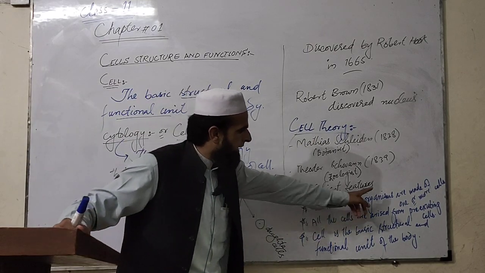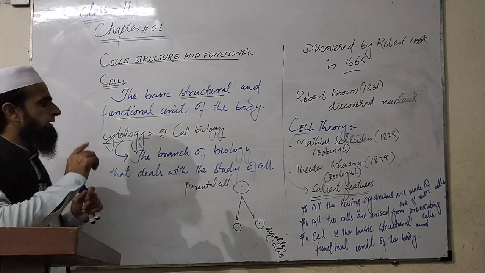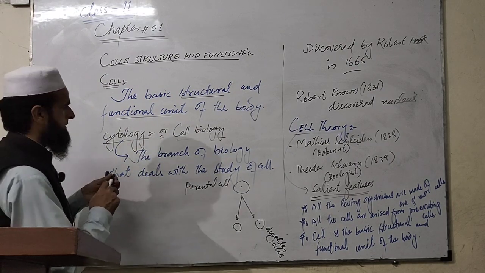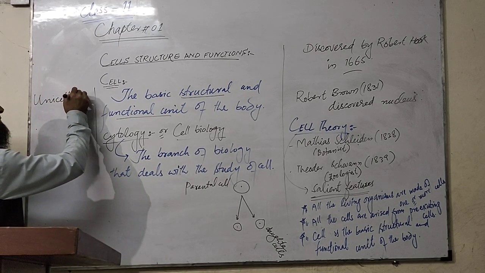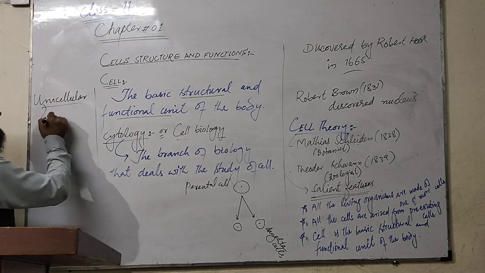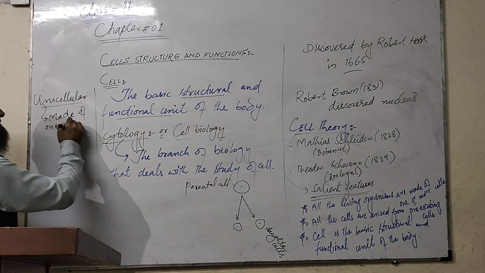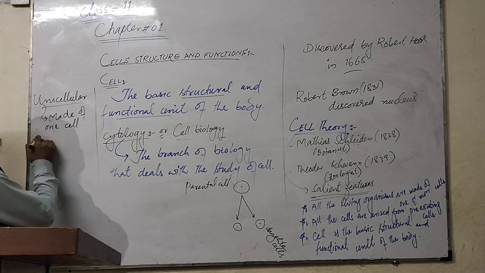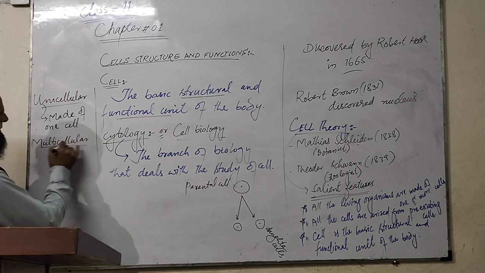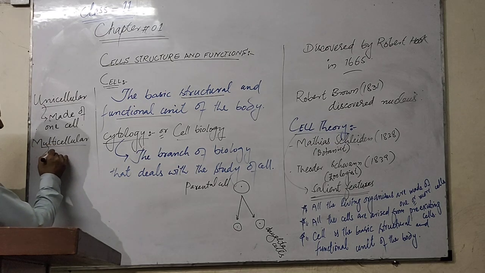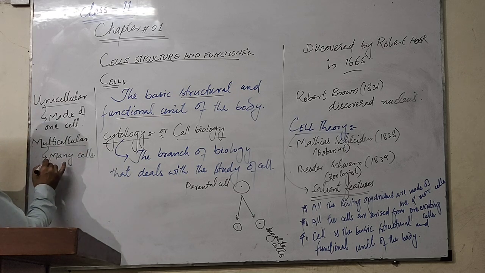All the living organisms are made of one or more cells. So because of the number of cells, the organisms are of two kinds. One is unicellular organism, those organisms which are made of one cell only, and another one, that is multicellular organism. Multi means many. So these are the organisms which are composed of many cells. They are made of many cells.